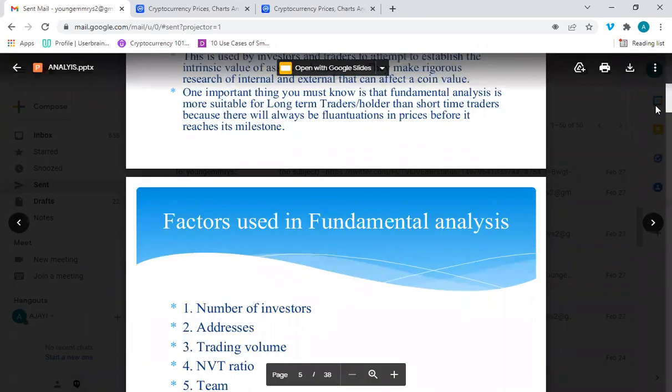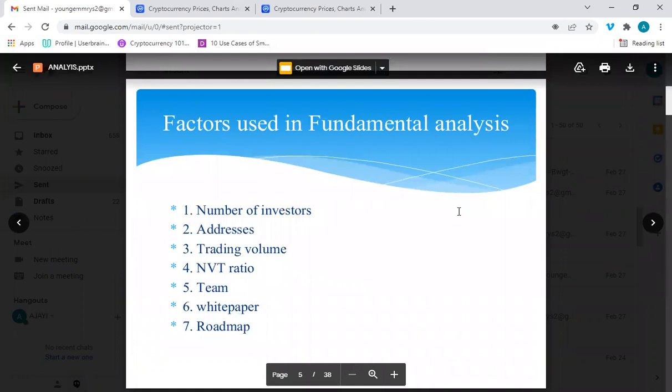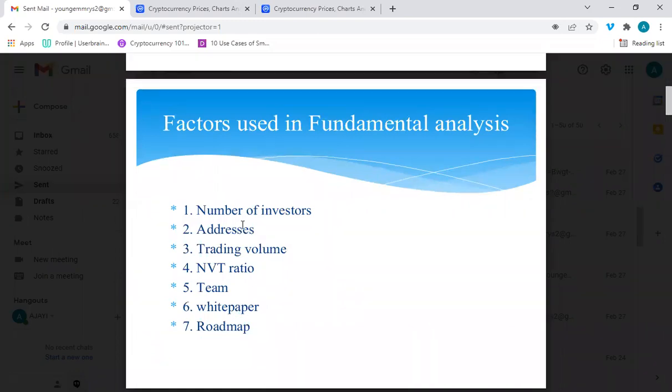So these are the factors I check. In the research, there are more factors to check. That's why I said research is an extension of fundamental analysis. So I said, if you are checking the fundamental analysis of a coin, you check the number of investors, you check addresses, you check the trading volume, you check the MVT ratio, which is very, very important, right? You check the team, you check the white paper, you check the roadmap. Now let's take it one by one.